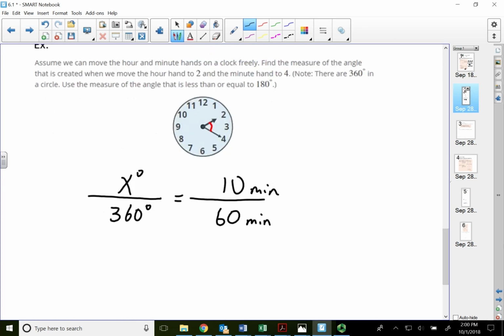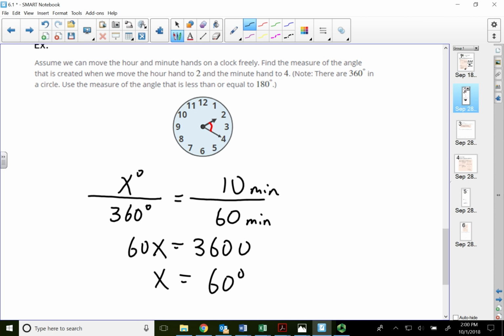If I use a cross product to do this, 60 times x is 60x, set equal to 360 times 10, which is 3600. When I divide both sides by 60, my answer is going to be 60 degrees. So this 10-minute opening is only 60 degrees out of the entire 360 degrees.